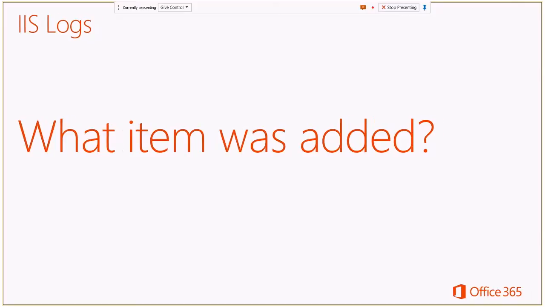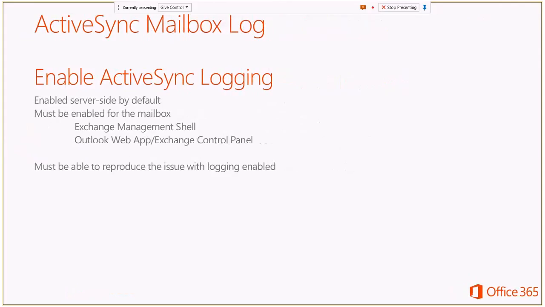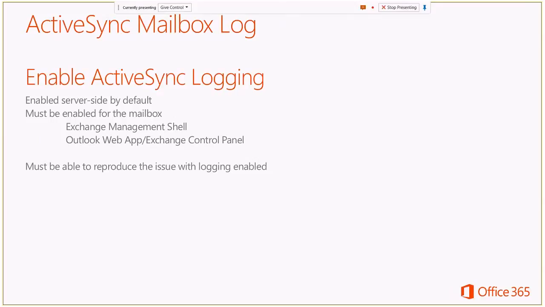So for troubleshooting ActiveSync, we use the ActiveSync mailbox log. It is enabled server-side by default, it just needs to be enabled for the mailbox. And we can do this through either the remote shell or through the OWA Exchange Control Panel. The one downside with the mailbox logging is that you must be able to reproduce the issue with logging enabled. Unless you've turned on logging ahead of time, which is not normally the case, it's not historical. It's only from when you turn it on until you retrieve it that you have the data.